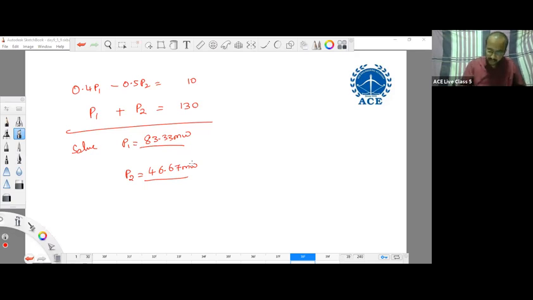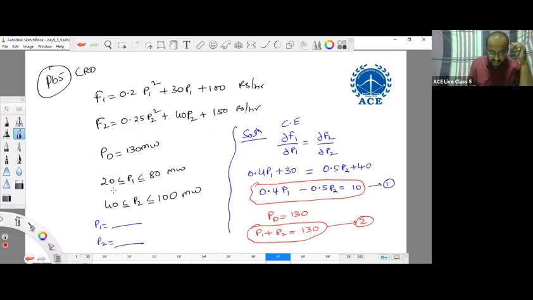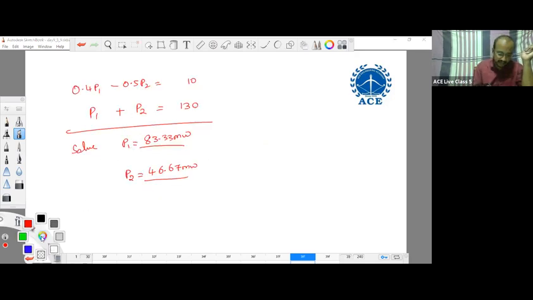Now observe here. What is being asked? To calculate P1 and P2. What are the limits on P1? Observe the limits on P1: 20 less than or equal to P1 less than or equal to 80 megawatt. But what P1 did you get here? 83. But the limit on P1 is 80 megawatt.